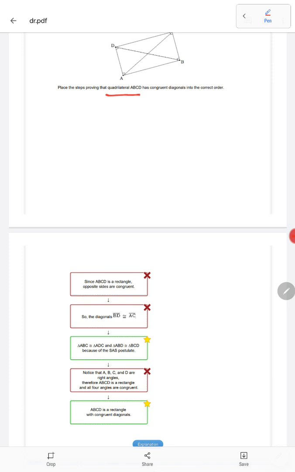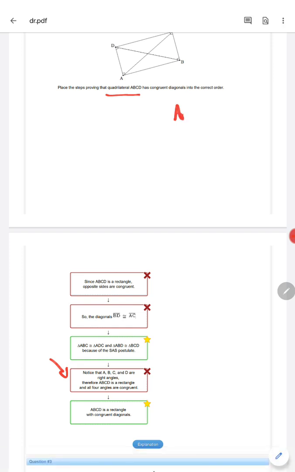So I look at the reasonings and then see which one has something related to 90 degrees or right angles. This one would be my first step. Notice that angles A, B, C, D are right angles. So all 4 angles are congruent, which means the figure is going to be a rectangle. So ABCD is a rectangle because of the right angles. That's my first step. So we are done with this.